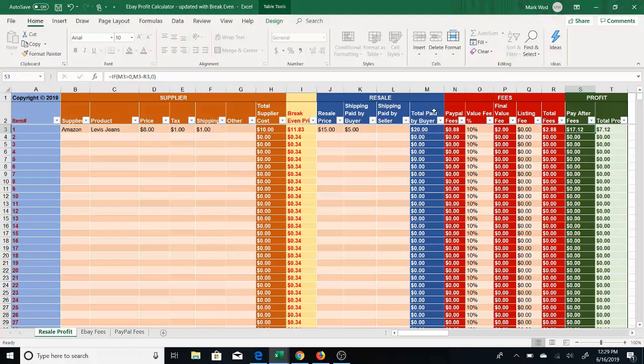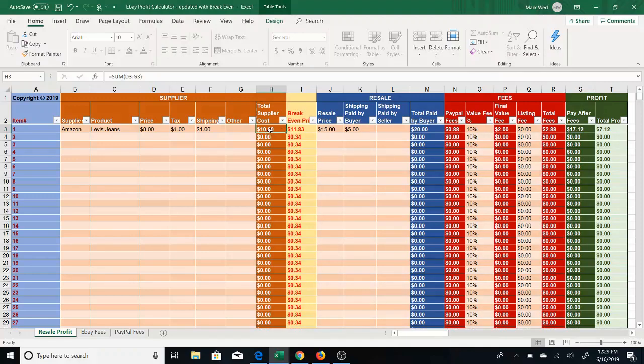So this is what I'm left with. The buyer pays 20. PayPal immediately takes out their fees of 88 cents. eBay will later take out $2 from you, charge you $2, so you might as well subtract that now. That's your total of $2.88 in fees. That leaves you with this. So this is what you're going to get paid, but then you have to go back and consider what you originally paid for the item, which was $10.